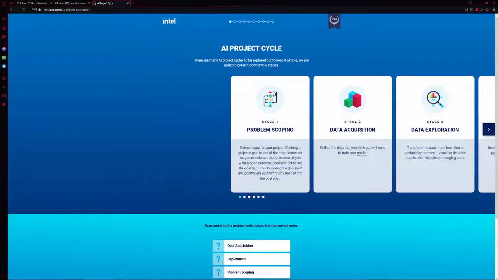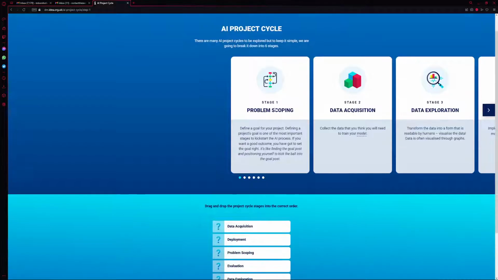AI project cycle. There are many AI project cycles to be explored, but keep it simple. We are going to break it down in 6 stages. Stage 1, problem scoping. Define a goal of your project. Defining your project's goal is one of the most important stages to kickstart the AI process. If you want a good outcome, you have got to set the goal right. It's like finding the goal post and positioning yourself to kick the ball into the goal post.